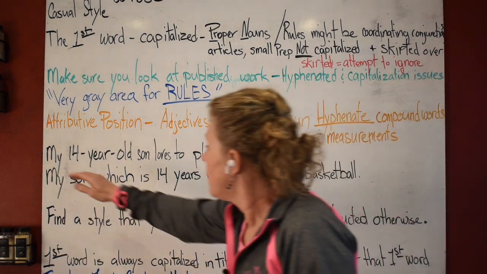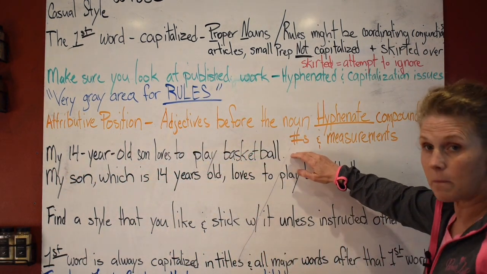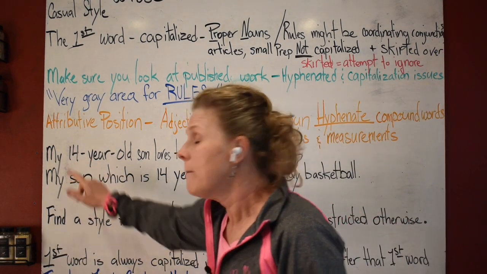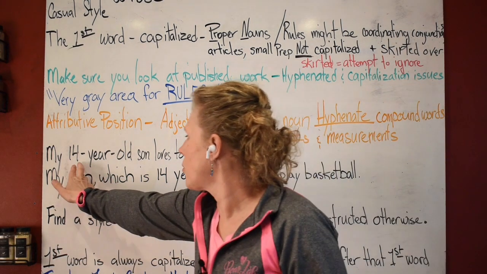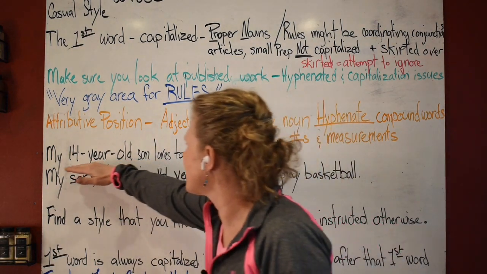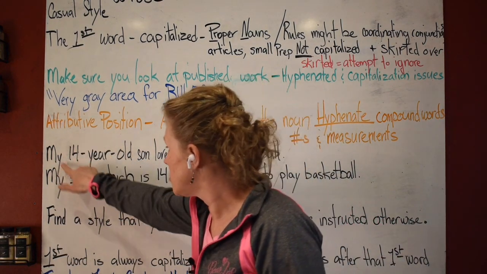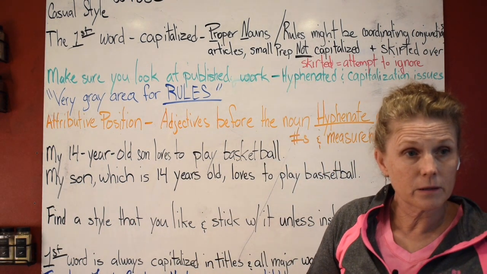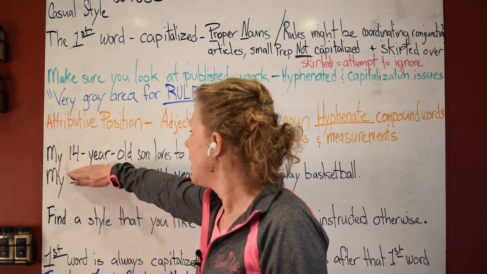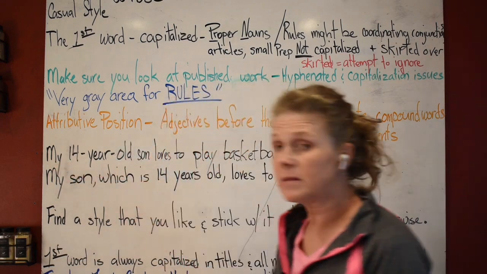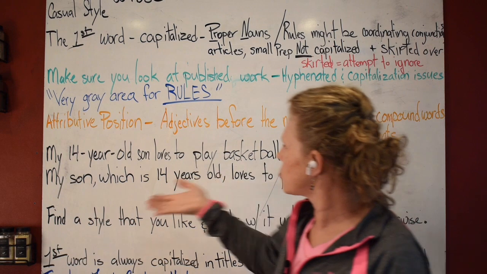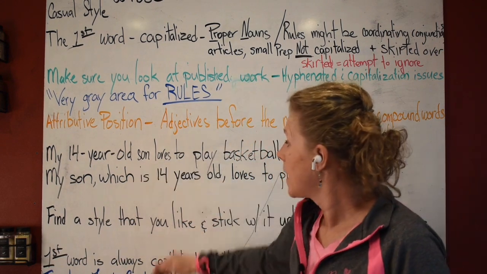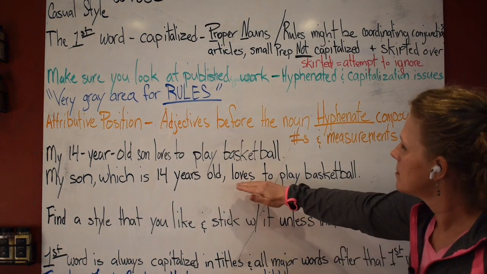Look at this example. My 14-year-old son loves to play basketball. That would be Paul. Now look at this. See how I have hyphenated these words right here. Most of the time though, you're going to spell out 14. But when it's something like this, it would be better to do it and hyphenate here. Now 14-year-old is what? An adjective. That's your adjective. And that's why this is hyphenated, because this is kind of like a compound word, right? But it has numbers right here. And it's describing son. So my son, which is 14 years old, loves to play basketball.